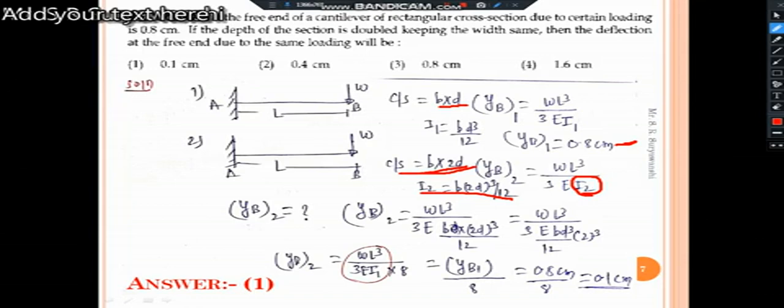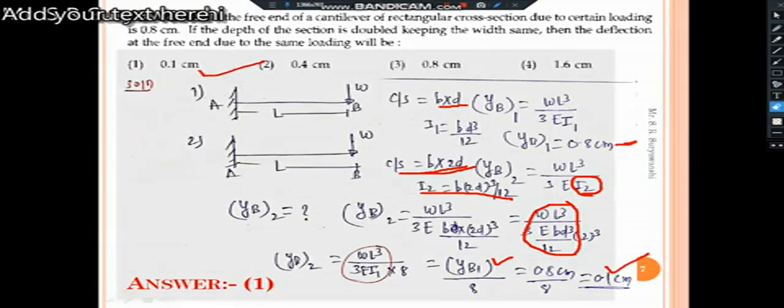So if you simplify further, what we get is WL cube divided by 3EI, and BD cube by 12. This is nothing but the deflection for the cross section B into D. So this is YB1, and that value is given as 0.8 centimeter divided by this 2 cube, that will be 8. 0.8 by 8, that will be 0.1 centimeter. So option 1 is the correct answer for this MCQ.